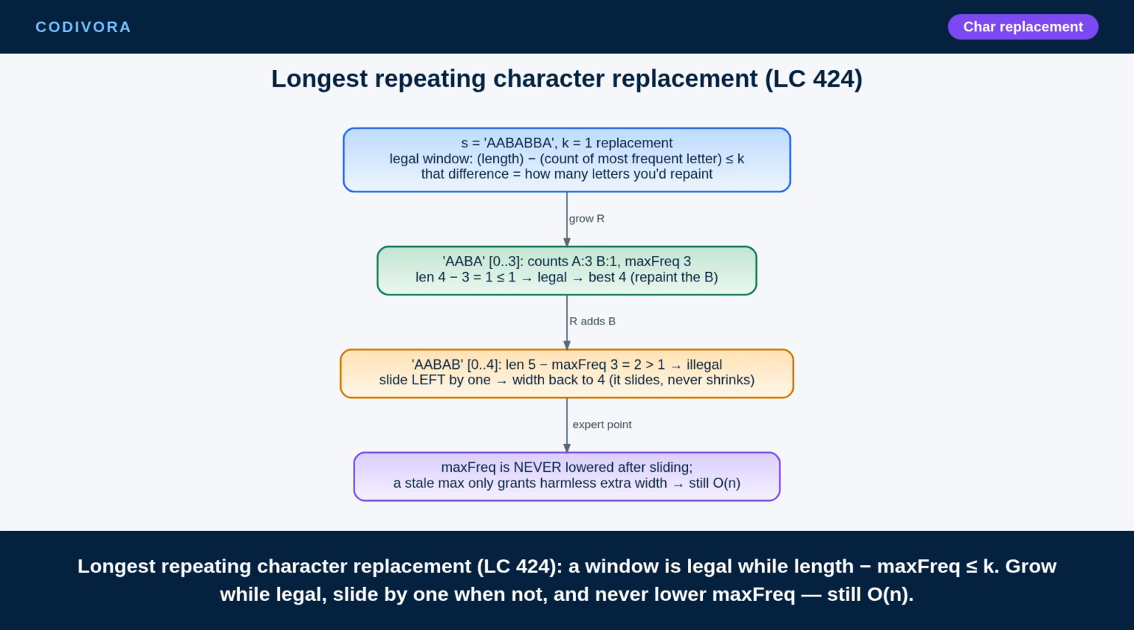Here is the expert detail. Max frequency is never lowered even after the window slides. A stale, too high max frequency only makes the legality test a little too generous, but it can never record a width bigger than one you already truly reached, so the answer stays correct and the whole scan stays linear.